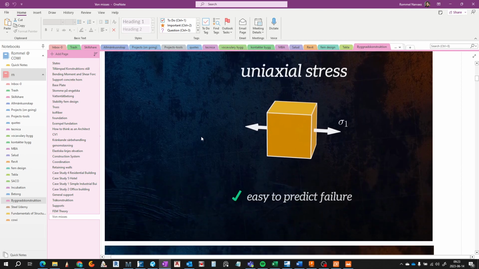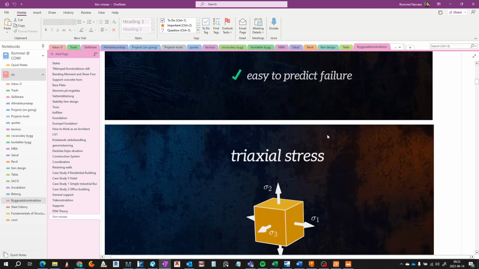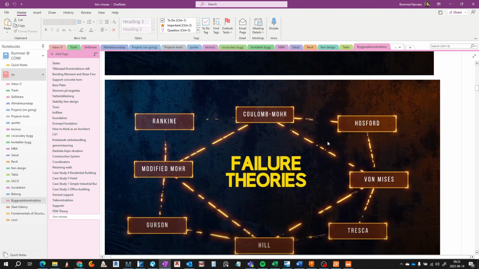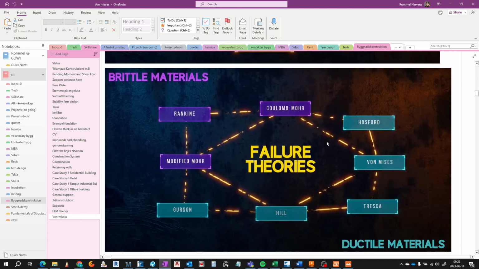To predict failure, it's very simple for an axial stress body. You have the principal stress of sigma 1 here, but for a triaxial stress, it is very difficult. So there are a lot of theories to predict this. And you have here, for example, this very complex one. For brittle materials, there are the purple theories here, and for ductile materials, we have the green ones. We are going to focus on von Mises and briefly Tresca.